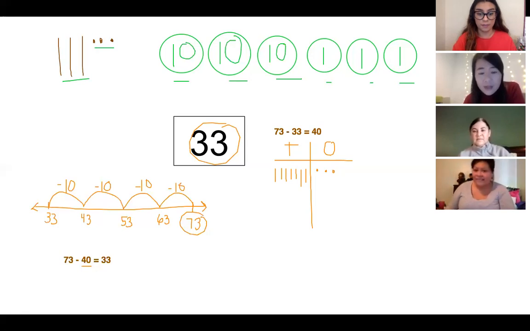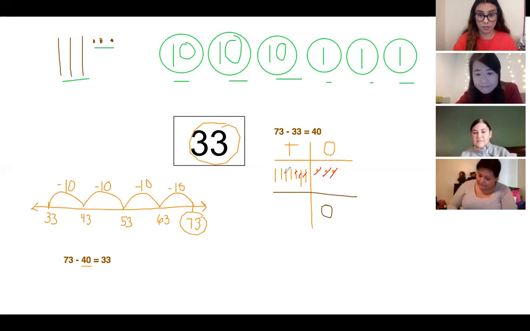And then I would take away 33. So I'd start with the ones place first, and 33 has 3 ones. So I'd take away 3 ones, and then 3 tens. Then I should be left with 4 tens, which is 40. Beautiful. And then we want to make sure that we put all of our work here. So on the bottom, how many ones do we have? 0 ones. And then how many tens? 1, 2, 3, 4. 4 tens, and that equals 40. So our number sentence is correct. So it is a true number sentence.